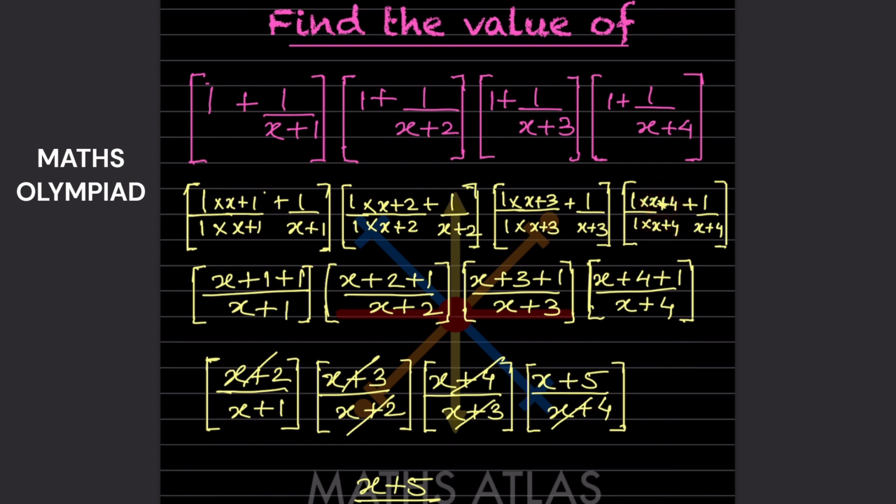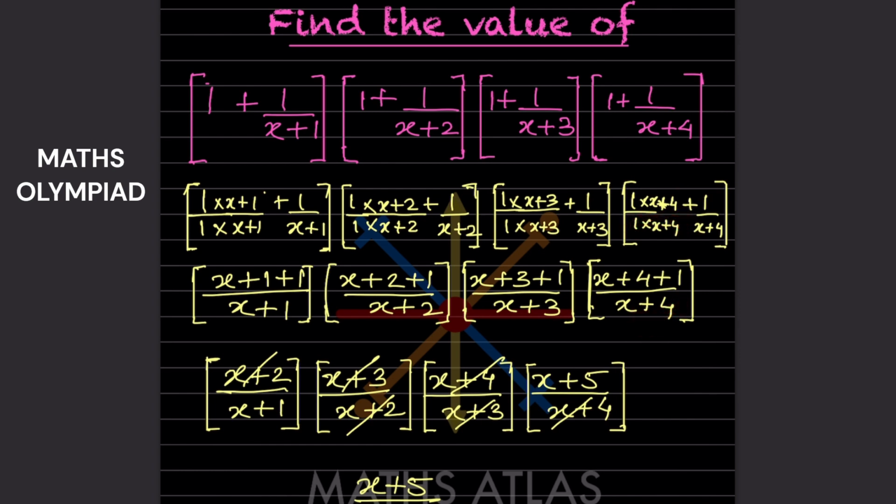So now what you can see here, 1 multiplied by x plus 1. So that is going to be x plus 1. So here this 1 is as it is and the denominator is x plus 1. Same here, this is x plus 2 plus 1. Denominator is x plus 2. Same here, this will be x plus 3 plus 1. And the denominator is x plus 3. Here it is going to be x plus 4 plus 1. And the denominator is x plus 4.